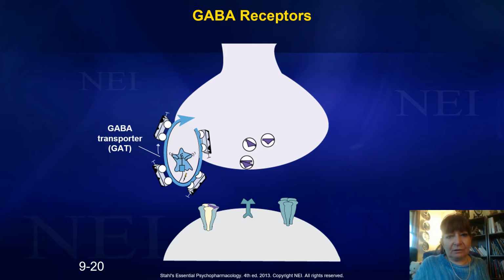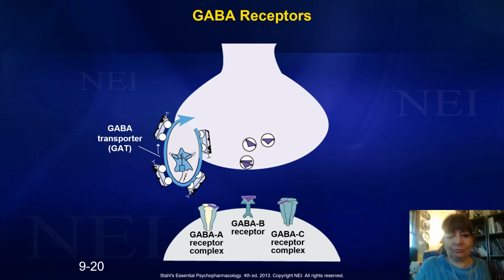And GABA A, B, and C, each of them have different configurations, as we see here on the postsynaptic neuron. There's A, B, and C. So we're going to focus on the GABA A receptor complex.